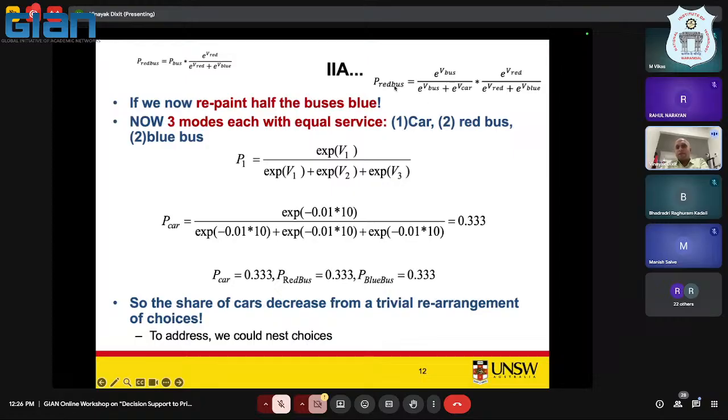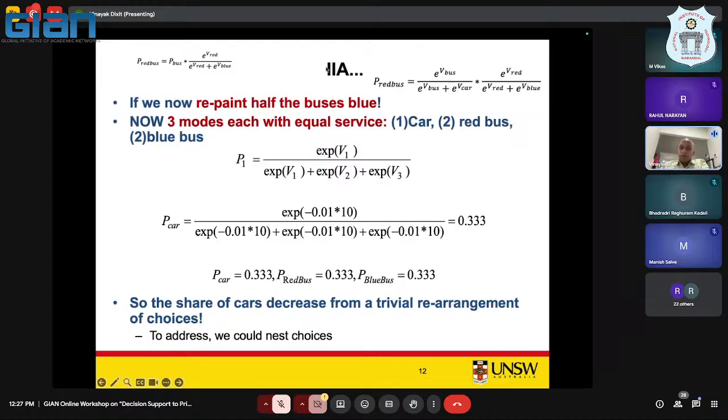So that is basically P red bus is equal to e raised to power v bus divided by e raised to power v bus plus e raised to power v car. That is 0.5, and this is 0.5 because again the utility of red bus and utility of blue bus are the same. Am I making sense?